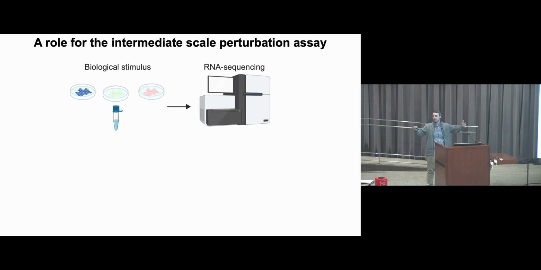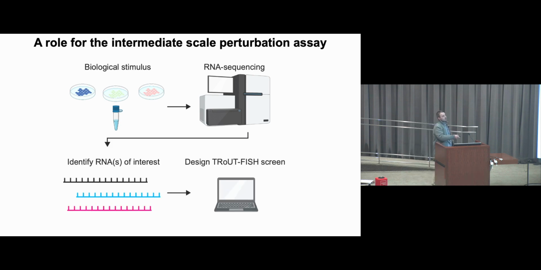You have cells, you grow them in a dish, you treat with a molecule, you treat with a compound, a ligand, whatever, and the first tool in your toolkit is often to do RNA-seq, right? See how the cells respond. And what we think is that by using TroutFISH to understand the connection between your molecule and your output, you can really help understand mechanistic biology. And it's very cost effective, it's very easy.